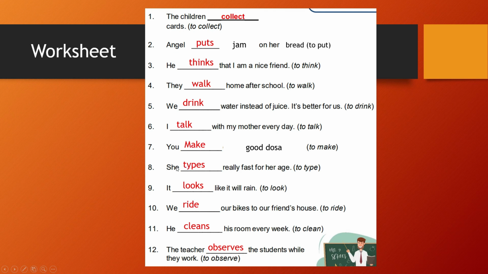She, one person, types. It looks. We ride. He cleans. The teacher observes. So these are the answers. You may check if your answers are correct. Don't worry, even if they aren't, you may correct it by pausing this video and writing down the correct words.